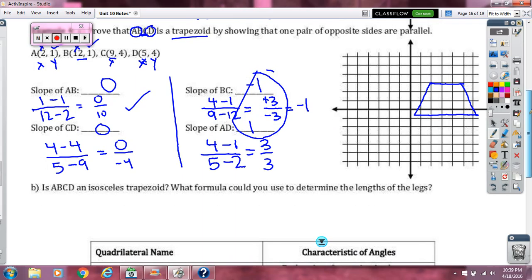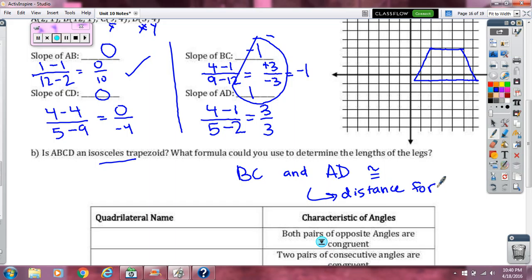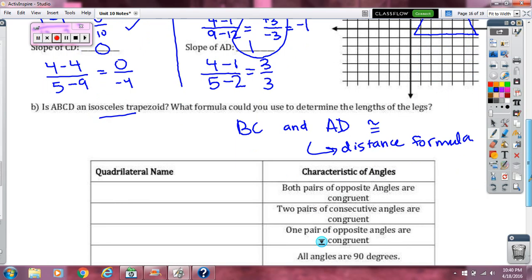So very cool. This next part B, I'm not going to have us actually do. We'll just talk about how we would do it. It says, is ABCD an isosceles trapezoid? So that would mean that we would need those two sides that aren't parallel, BC and AD. I'd want them to be the same length, and I would use distance formula to figure it out. But again, enough of that for now.